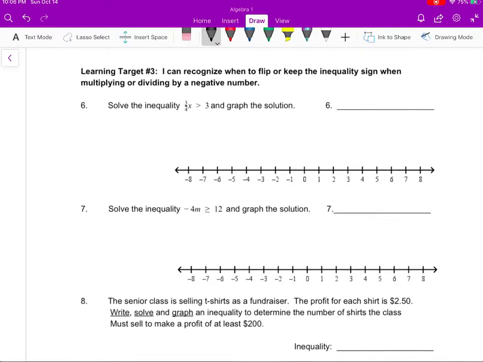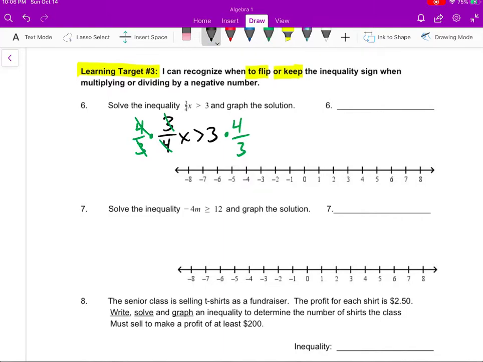Moving on, number 6, solve this inequality and graph. Notice in this learning target 3, it says I can recognize when to flip or keep the inequality. Alright, so I need to watch out for multiplying or dividing a negative to both sides. Well, on this first one, I'm just going to rewrite the problem. 3/4 x is greater than 3. And to cancel out a fraction, I'm going to multiply by the reciprocal, which would cancel both the 4's and the 3's. However, I also have to do that to this side.